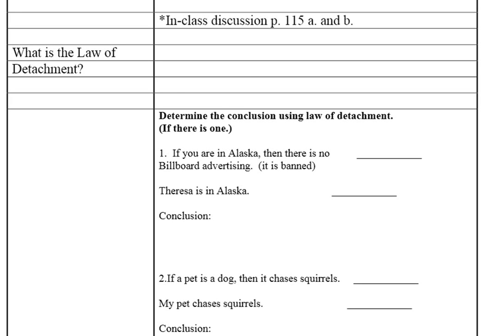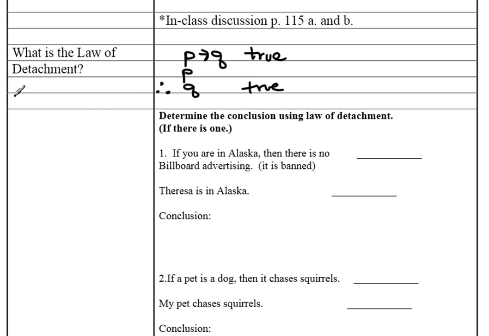Okay, at this point you should have the little square that says determine the conclusion using law of detachment. Have that taped or pasted into your notebook following this question. What is the law of detachment? The law of detachment is a logic law that follows the pattern: if P then Q is true and you're given P, you conclude that Q is true.